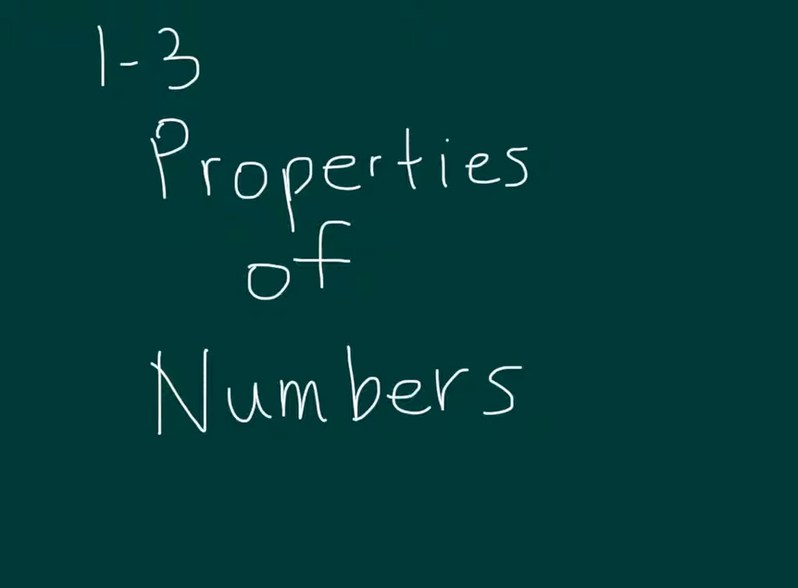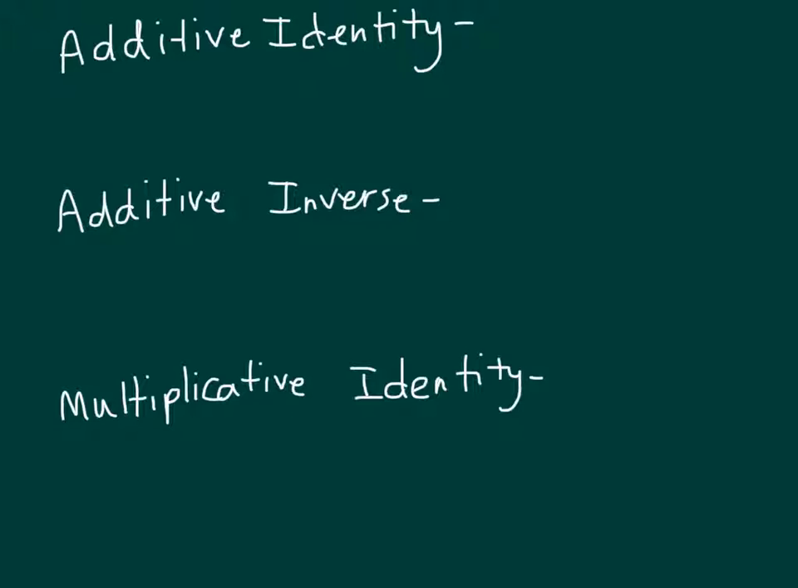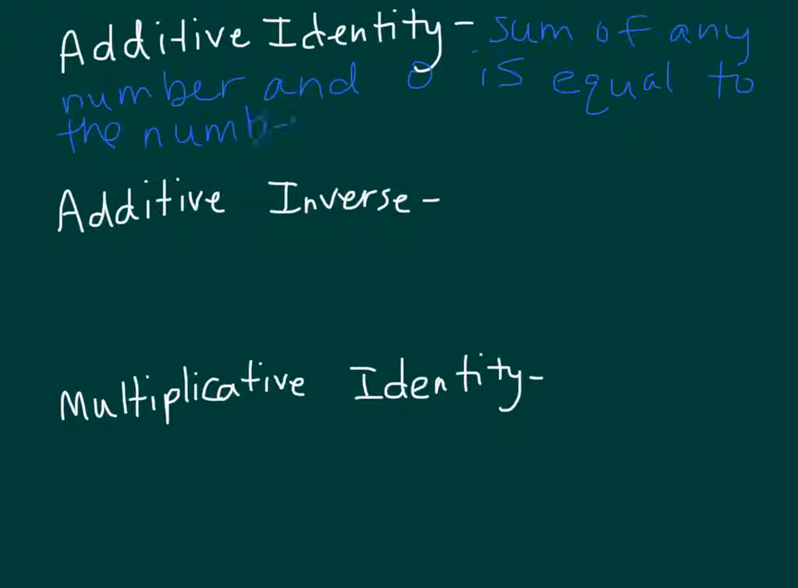Chapter 1, Lesson 3 on the properties of numbers. All right, so the first property we're going to look at is called the additive identity property. And the additive identity property says that the sum of any number and 0 is equal to the number. So if I take any number A and I add 0 to it, I'm always going to get A. So if I take -7 and add 0 to it, I get -7.